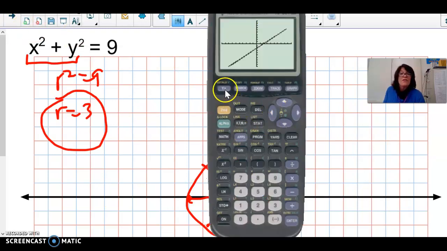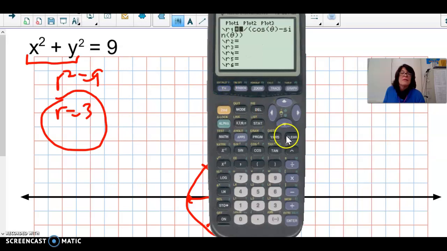Kind of cool. Watch. Y equals, let's clear this off. I'm just going to say 3. I've changed to polar form. I'm saying that r equals 3. Let's graph it. Oh, it's a circle with a radius of 3.